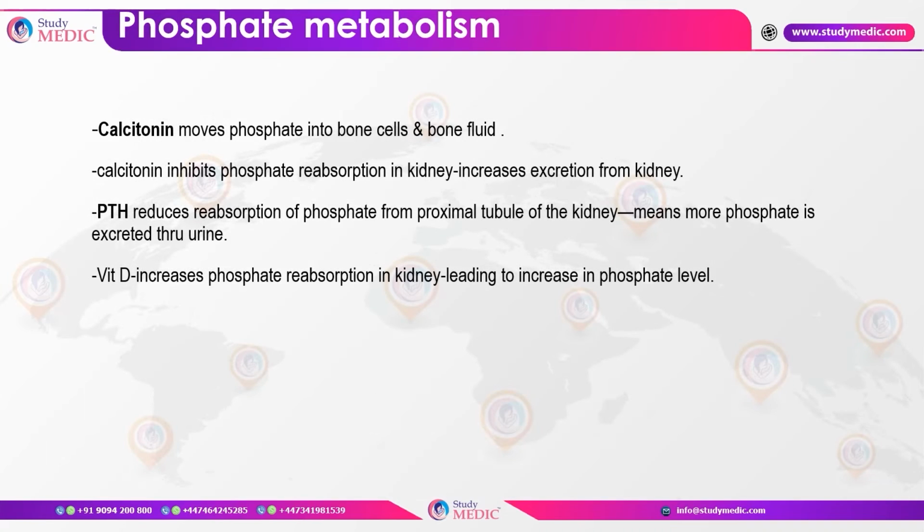Now what about phosphate? Remember, both parathormone and calcitonin decrease the level of phosphate in the blood. So phosphate is decreased by the action of calcitonin as well as parathormone. The only hormone that increases the level of phosphate is vitamin D. It leads to increased phosphate reabsorption in the kidney.